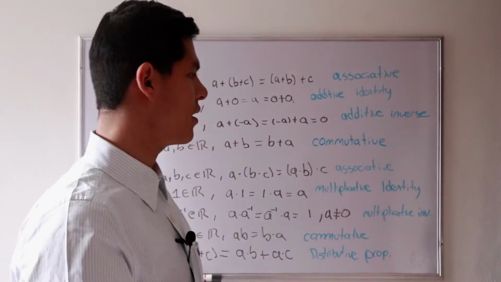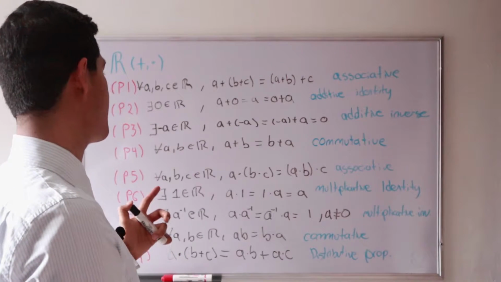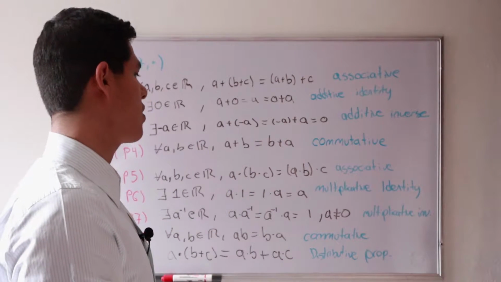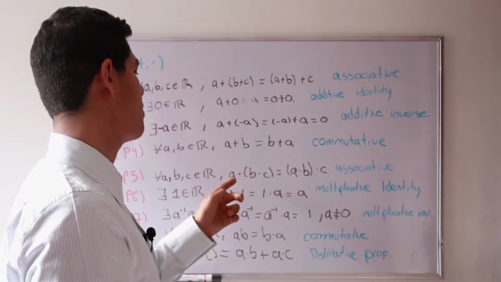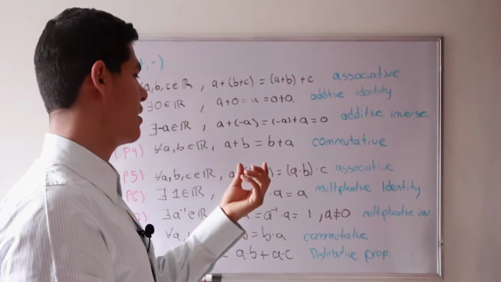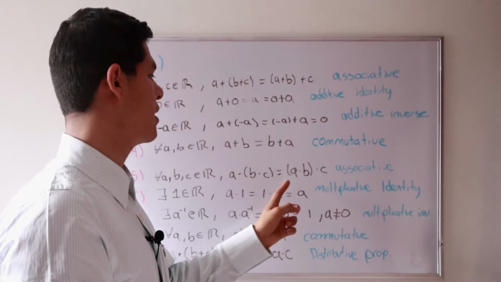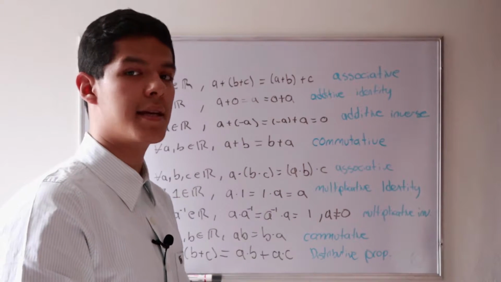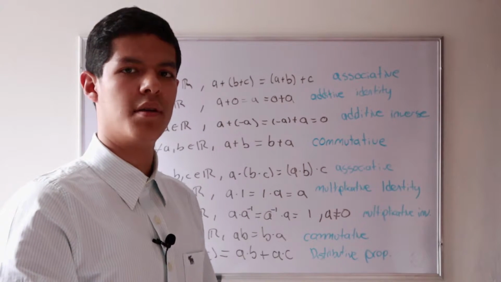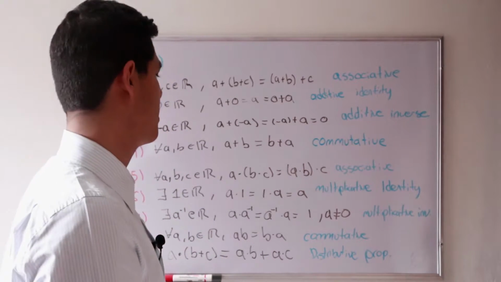The first one, or property 5, says that given three real numbers you can multiply in different ways. For example, a times (b times c) equals (a times b) times c. This, guys, is the associative property of multiplication.